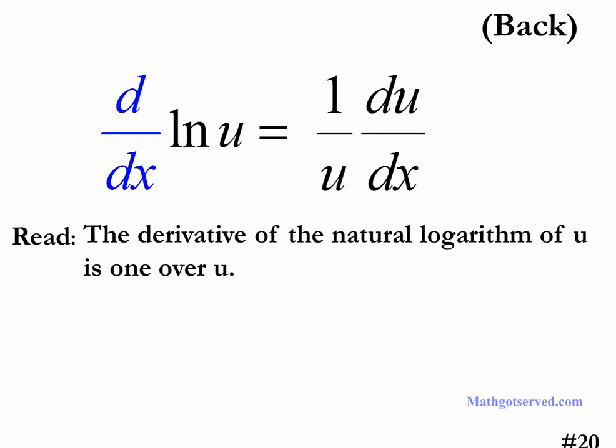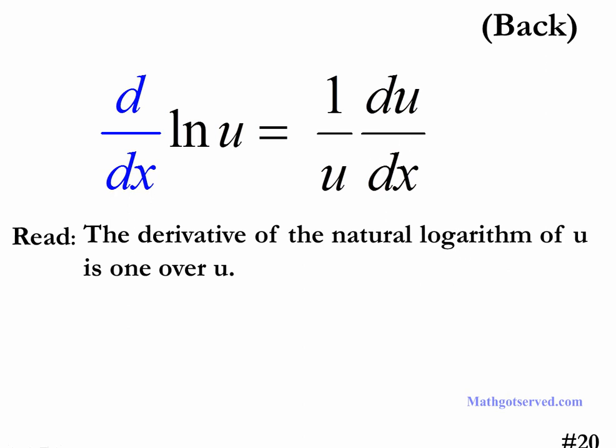Remember, the du dx component is a consequence of the chain rule, applying the chain rule to this composite function here, ln u. Notice u is not x. This is representative of a composite function, okay? So the derivative of ln is 1 over u times the derivative of the inner function, which is du dx.